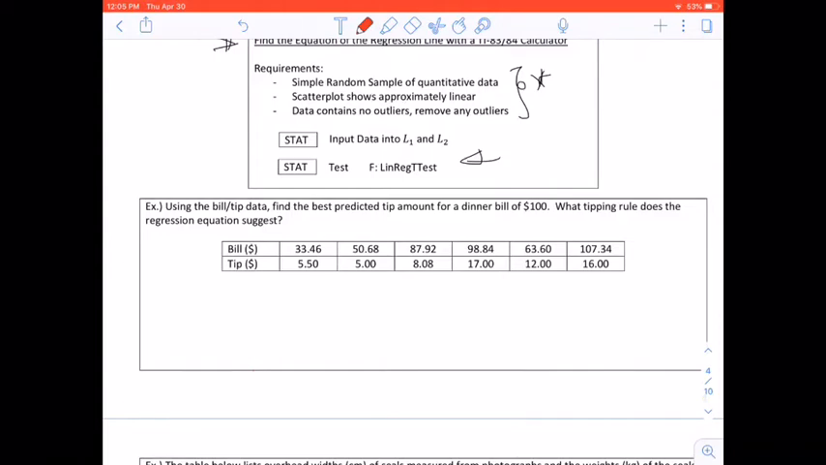So the example says, using the bill and tip data, find the best predicted tip amount for a dinner bill of $100. So we have a bill and a tip amount here. Pause the video and put your values into L1 and L2. L1 is your X values, L2 is your Y values. And then we need to go to LinReg t-test.